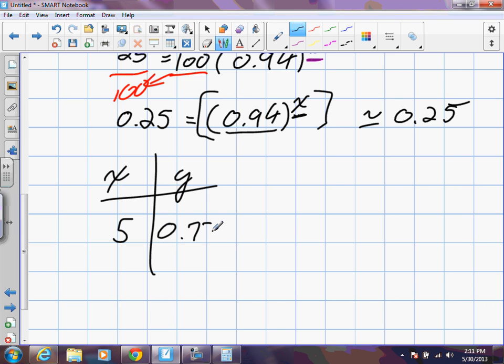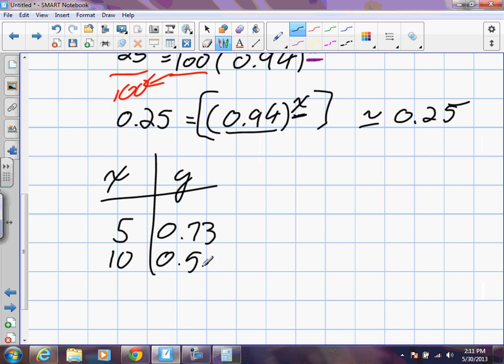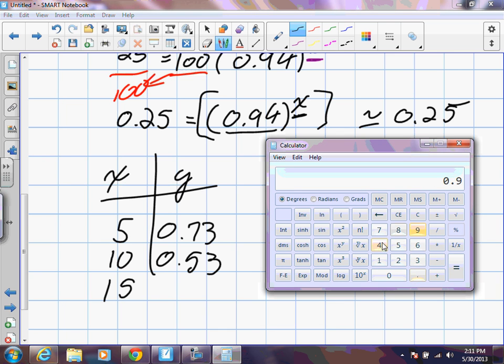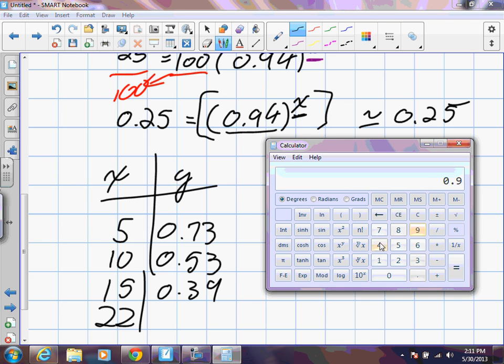So let's jump up a couple. Let's try 10 days. Okay? 0.94 to the power of 10. 53%. We're still really high. Let's jump up to 15 days. 0.94 to the power of 15. 39%. Still high. 22 is what we're going with? Okay. Let's try 22 here. 0.94 to the power of 22.